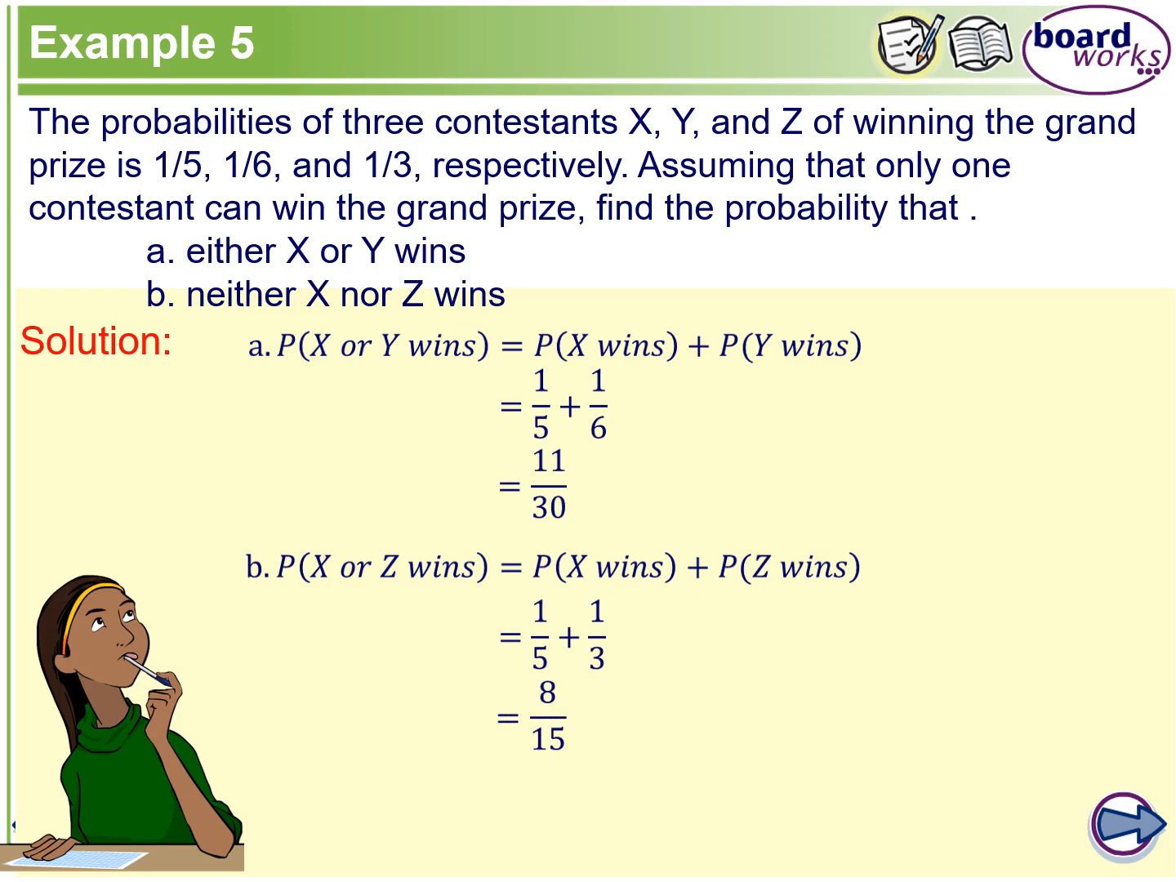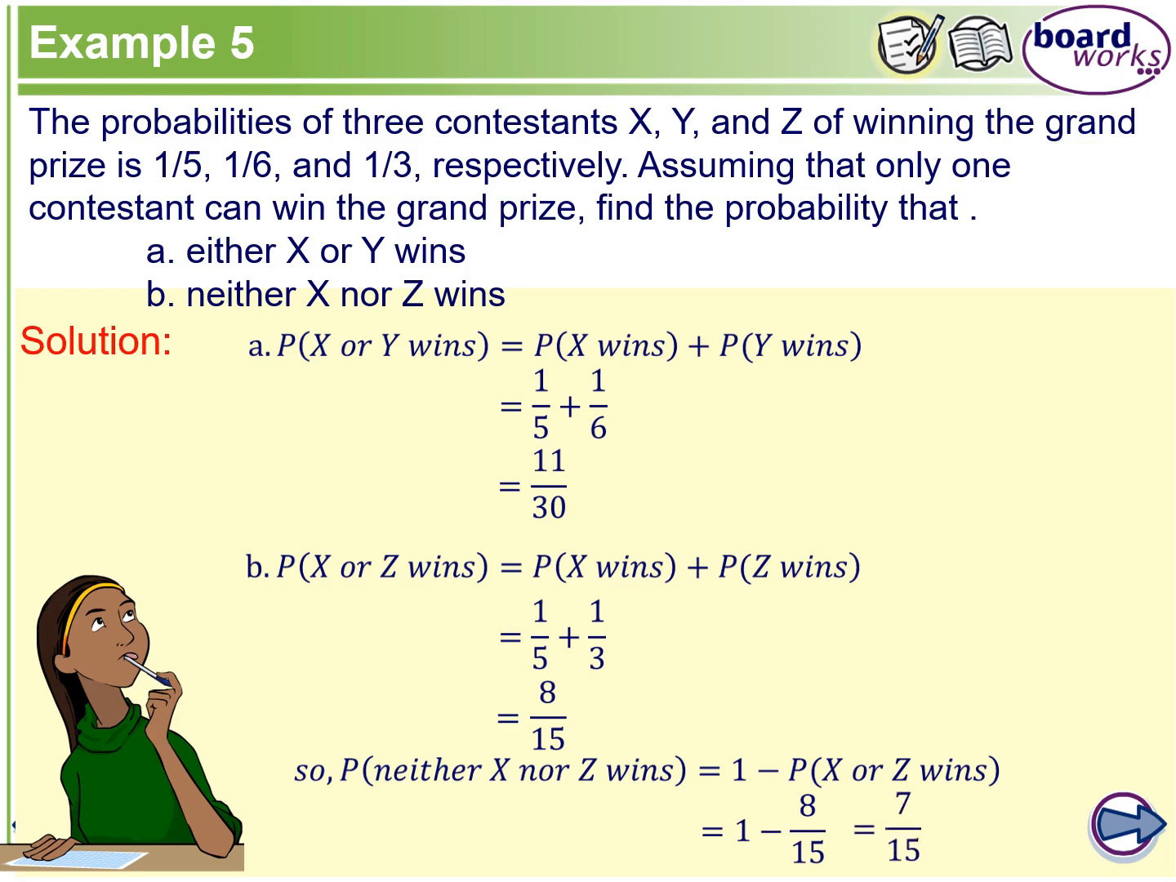What is neither X nor Z wins? So that's the complement. So we'll just subtract 1 minus 8/15, which is equal to 7/15. So the probability of neither X nor Z wins is 7/15.